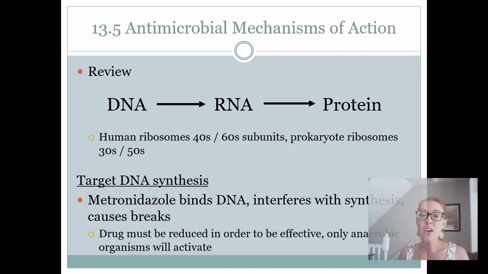Metronidazole is a drug that has to be reduced inside a cell in order to be effective, in order to actually bind to the DNA and do the damage. So this drug can only be activated in anaerobic organisms. This means that our cells, which are strictly aerobic, won't activate the drug in our own cells. So this is how we achieve selective toxicity. But the fact that it has to be activated in an anaerobic organism also limits the number of species that it can be utilized against. So we can only utilize this guy if we have an anaerobic species that will actually activate the drug.